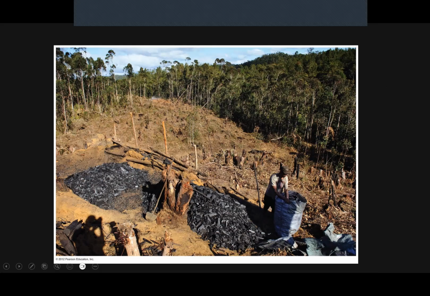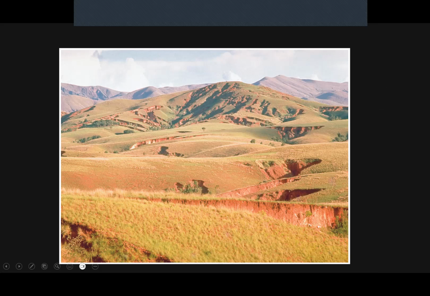This is a picture of people creating charcoal. So cutting down the forest and converting it into charcoal. And this is in Madagascar, where they've cleared much of the forest, and hence you end up seeing this type of erosion that results.